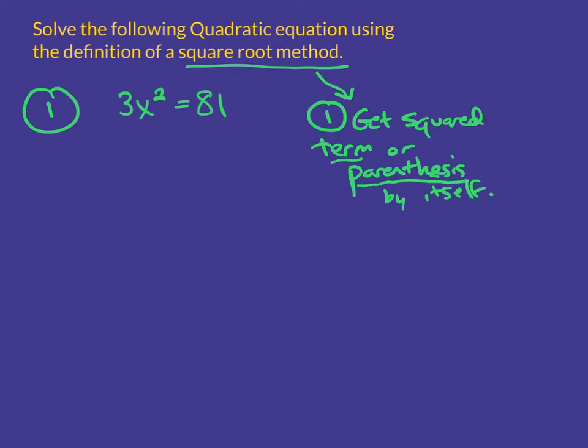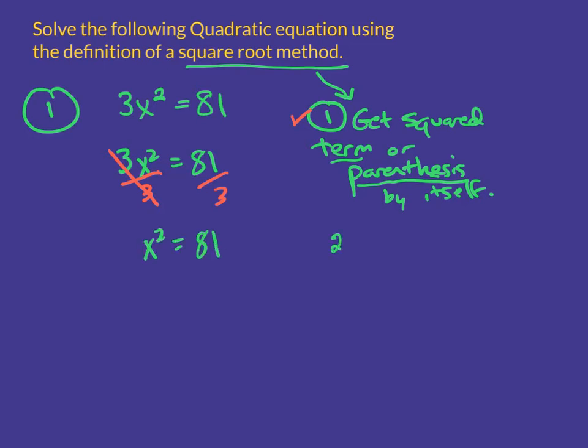And the parentheses, in some cases, we'll see some examples later on where we have a parentheses that's squared. And if we're using the square root method, we want to get that parentheses all by itself or get that variable all by itself. So here we start with 3x squared equals 81. And in order to get the x squared by itself, we're going to start off by dividing by 3. So then I'll go ahead and take care of that first step. And we'll be left with x squared equals 81.